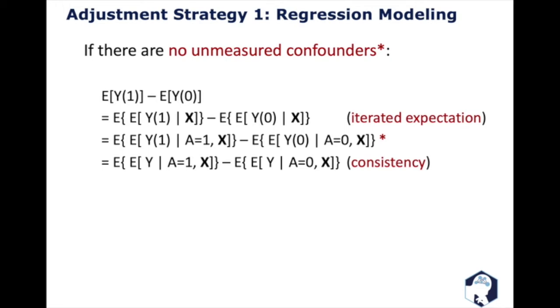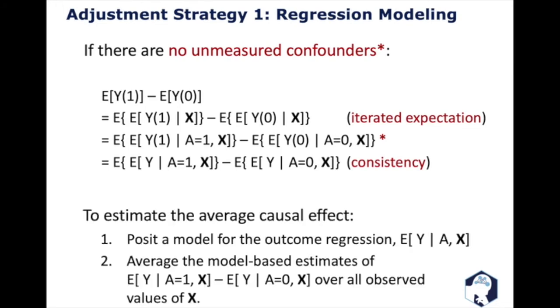And so this second equality line here is now conditioning on A after we've conditioned on X, because A is independent of the potential outcomes. And then once we condition on the observed values of A, we use our consistency assumption to substitute the observed outcome Y for our potential outcomes. And now we have this expression. We've identified this average causal effect in terms of our observed data.